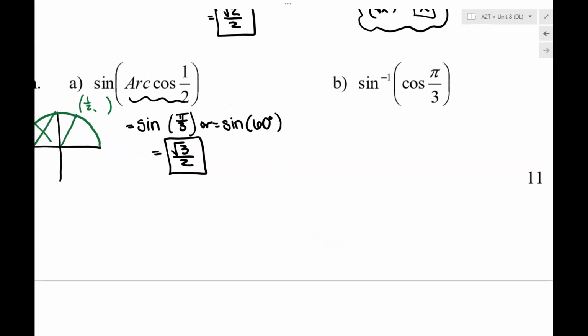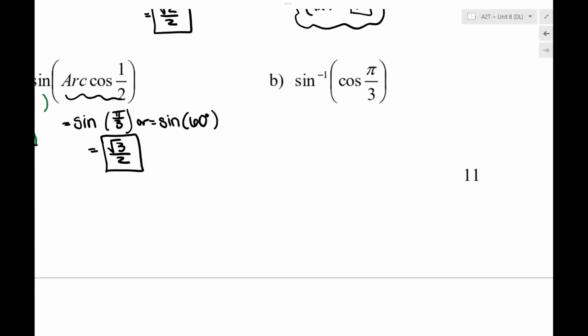Good. I wondered how many of you would catch that. It's not an inverse. Be careful, you guys. Cosine of pi over 3. So we're going to take the inverse sine. The cosine of pi over 3 is 1/2. Okay, cosine of pi over 3 is 1/2.